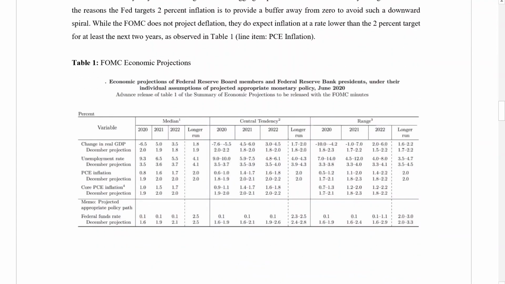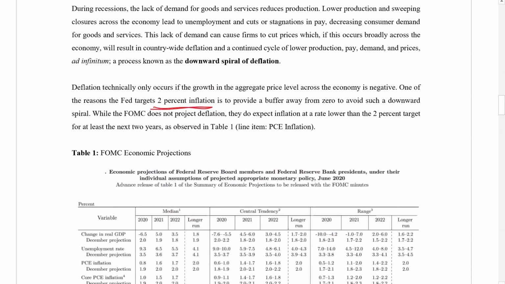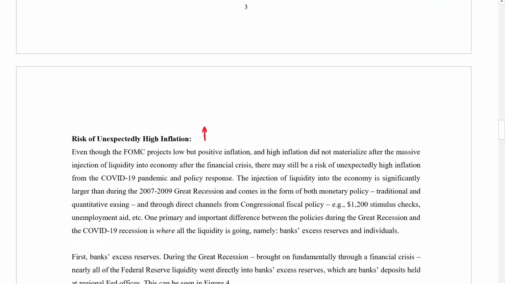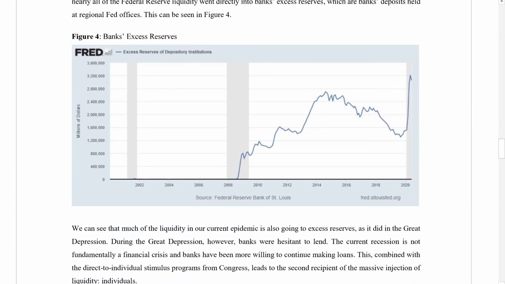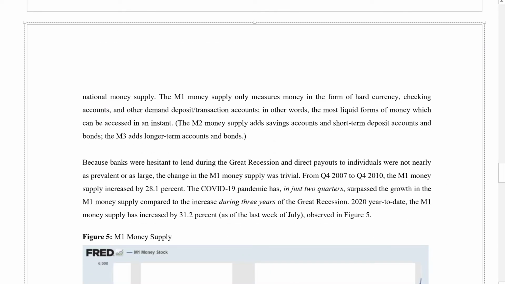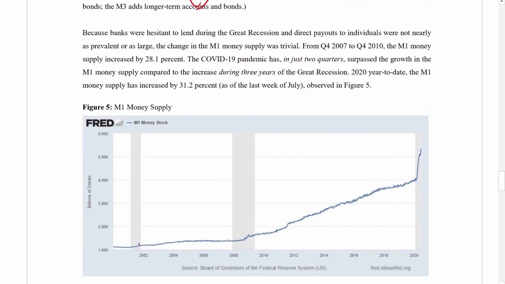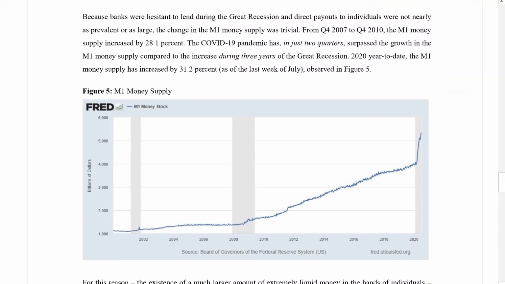So we'll talk about that. We'll talk about why inflation is targeted at 2% instead of 0%, which is partially related to this risk of deflation. We'll talk about some other reasons there. And then we'll talk about why there could potentially be some unexpectedly high inflation. And that's going to come back to this idea of the monetary system, the money supply. We have some different definitions of the money supply. So M1 money supply, M2 money supply. We're going to talk about what all of that means and how that's looked over the last couple of recessions.